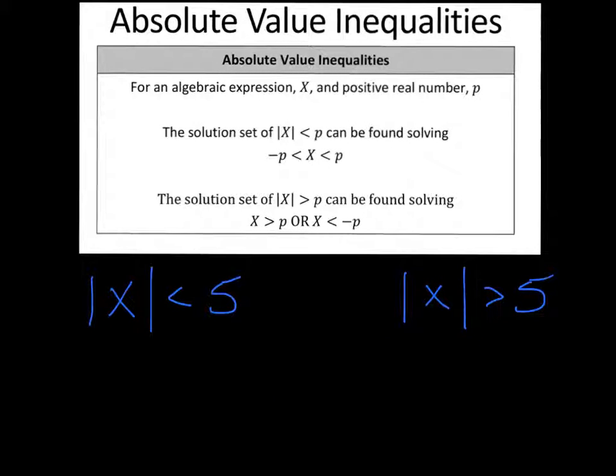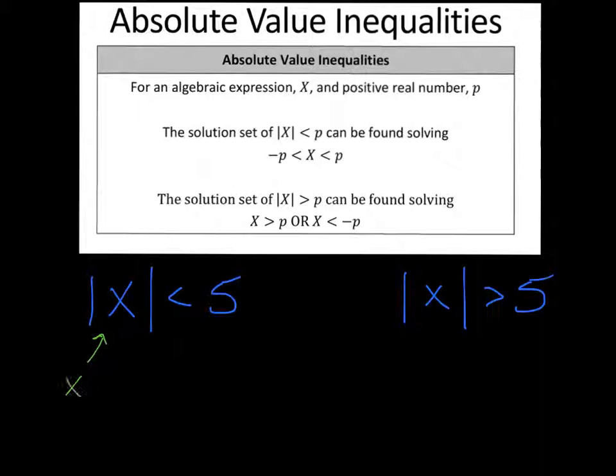All right, let's talk a little bit about these two absolute value inequalities, and why we deal with these absolute value inequalities the way that we do. In this first one on the left, we're looking for numbers whose absolute value is less than 5. So just thinking about numbers that would satisfy this.